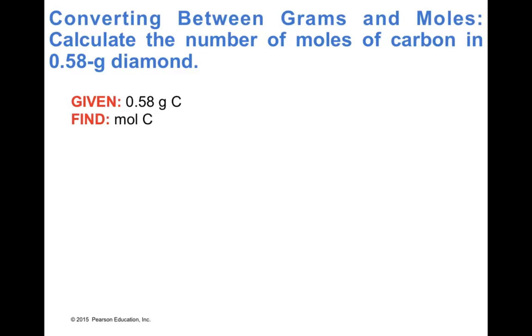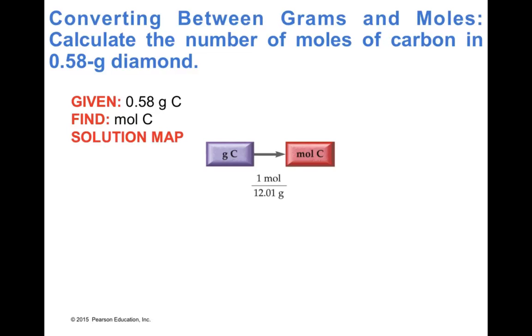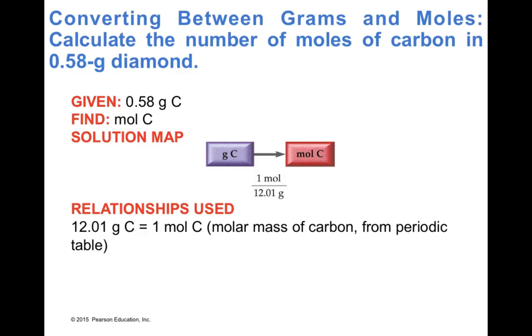We need to look for the moles of carbon, so we can create this solution map that goes from grams of carbon to moles of carbon. And here we can see that our conversion factor now is the molar mass of carbon, the one that can relate mass and mole, because we know that 1 mole of carbon is equal to 12.01 grams of carbon. This comes from the periodic table. Remember that the atomic mass can be transformed to the molar mass by using the Avogadro's number. So that's the relationship that we're going to use in this case, and that will be our conversion factor.